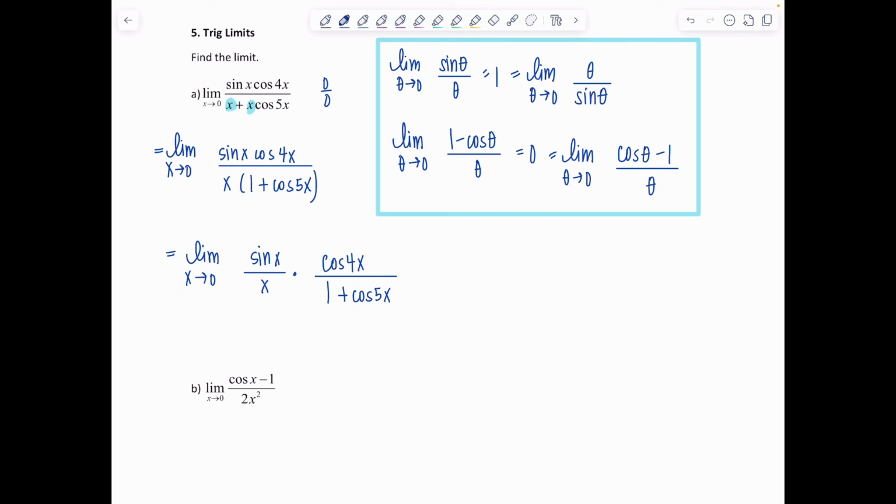Now look what happens. As x goes to 0, sine x over x goes to 1, based on this. And then cosine of 4 times 0 goes to 1. So now I have 1 times 1 over 1 plus 1, that's 2. So the limit is a half.